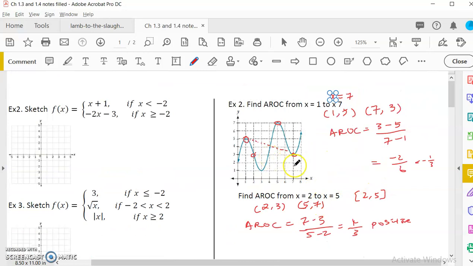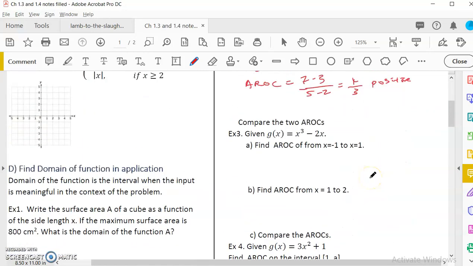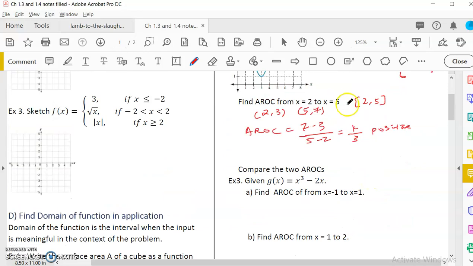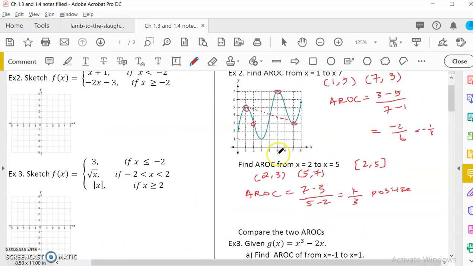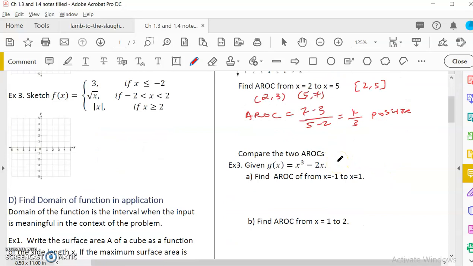And you can see the AROC between any two numbers could be different. So when you have a positive number, that means y has increased when it moved from x equal to this to the other one.